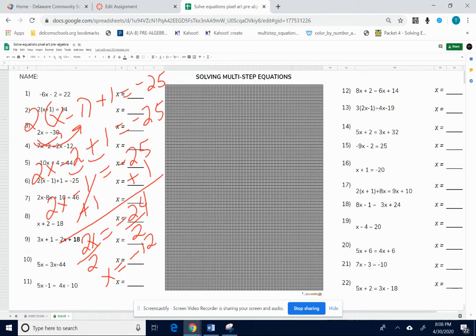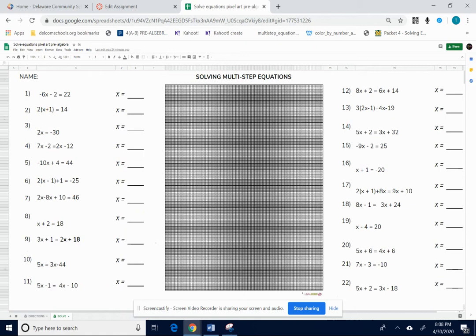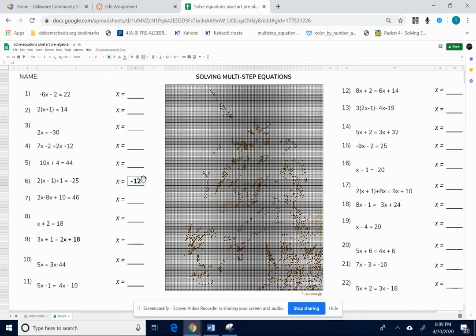I'm going to take that off the screen. Okay, so we did problem 6. So I'm going to click on problem 6. And I'm going to type in negative 12. See, it's red right now. I'm going to click enter, and hopefully it'll turn black. Okay, took it a while, but it turned black, and then see, it gave us part of the picture.